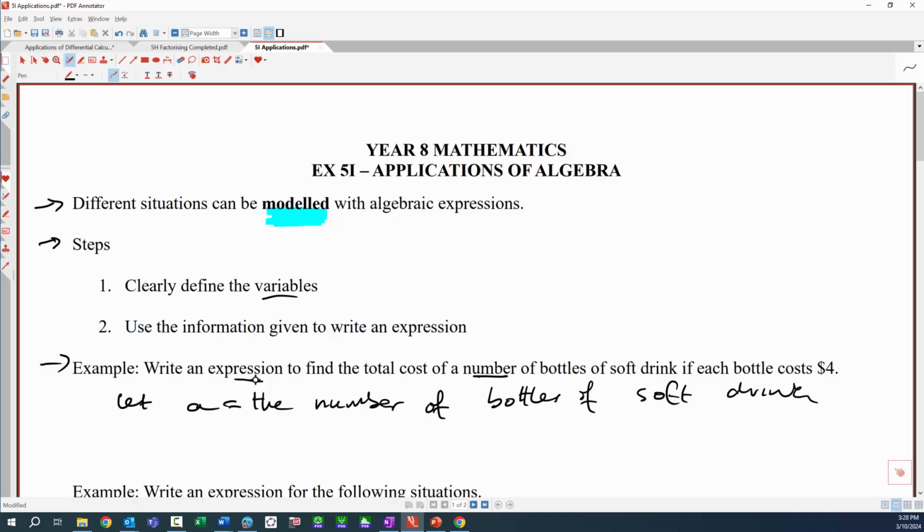Okay, so we need to write an expression for this particular situation. We know that we've got A bottles of soft drink, and we know that each bottle costs $4. So the total cost is just going to be 4 times the number of bottles that we've got, which is A. So 4 lots of A, which is 4A, written without the multiply sign. So that's our first example, nice and easy intro.